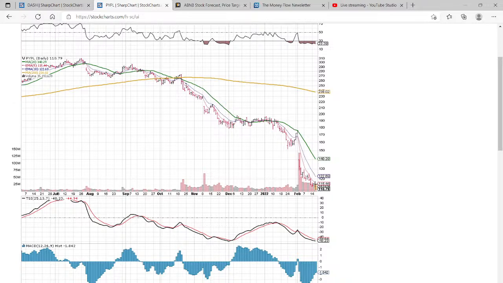So do not buy PayPal here. This is going straight down, guys. You could have made a case for buying it here that was a possible stage one, but no. It's going straight down. Don't buy this stock. I'm in it, but don't buy it.